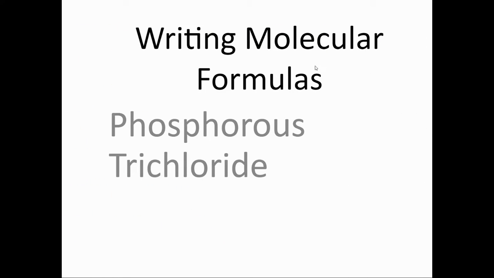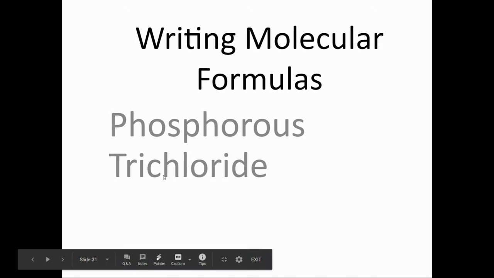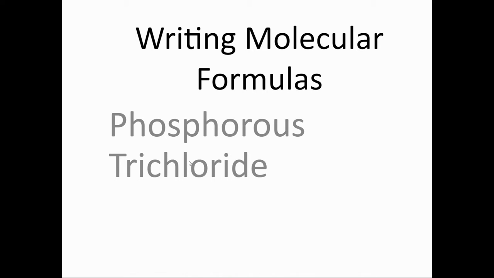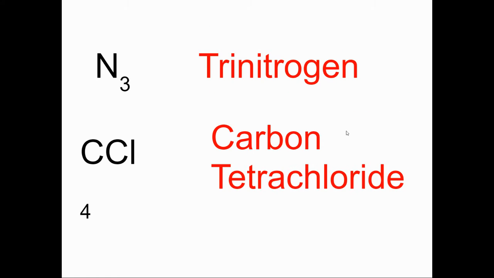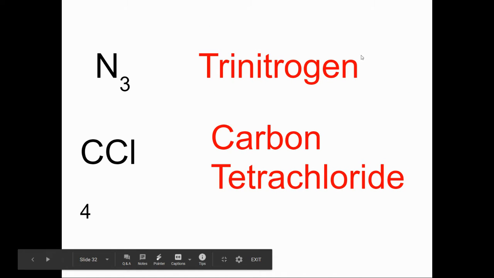All right, writing molecular formulas. So you have phosphorus trichloride. Phosphorus, so you'll start out with the P, the atomic symbol. Tri means 3. Chloride is chlorine, the atomic symbol for chlorine, and then you'll put a 3 after it. So we can go the other way as well, which you'll be asked to do. Trinitrogen, carbon tetrachloride. That 4 should be up here. And that's going to be where we stop.